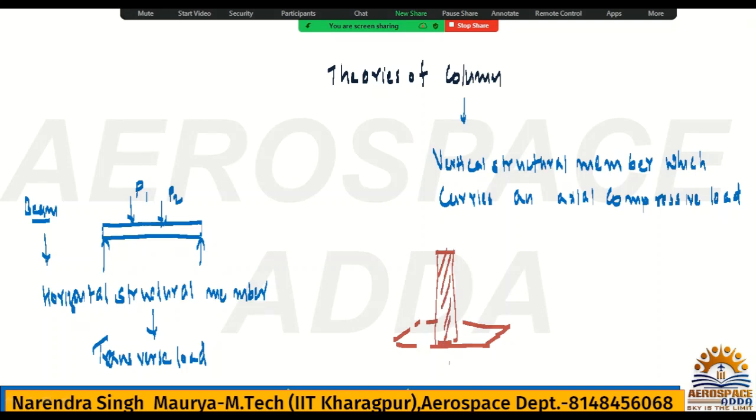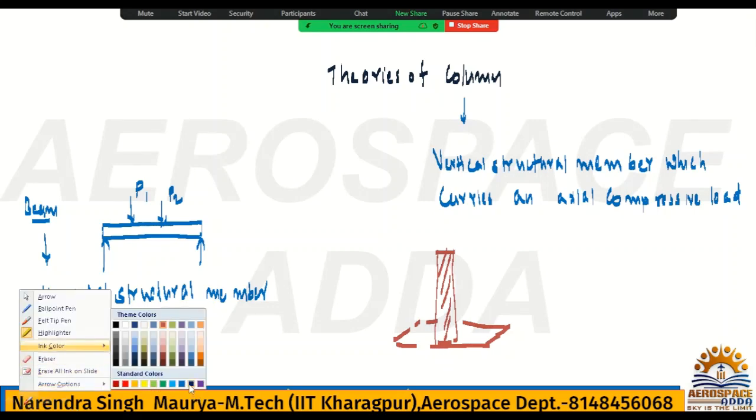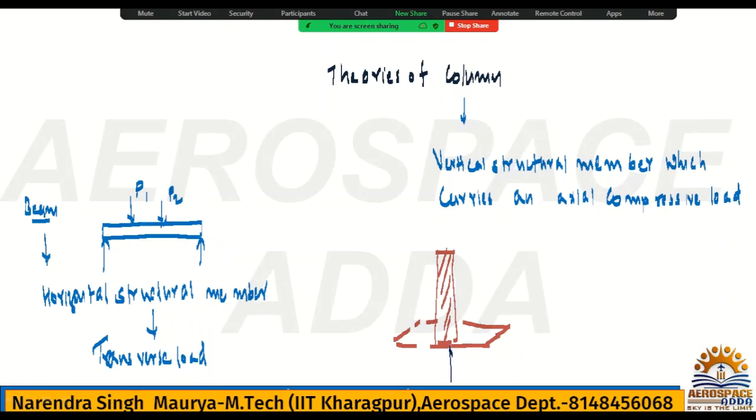So here somewhere it will be placed vertically, so definitely there will be the compressive load here and at the same time here also. So this is the compressive axial load. And this is nothing but the vertical structural member.